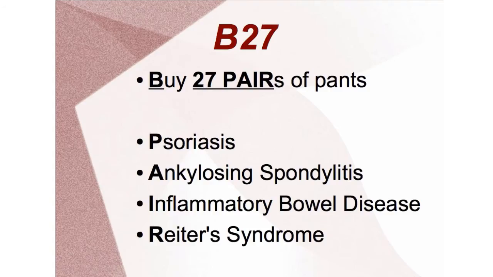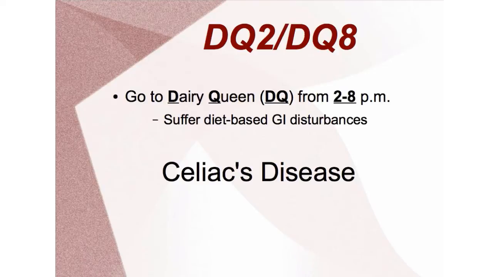The next one is B27 and its associated spectrum of diseases, and I think of buying 27 pairs of pants. And so this reminds me of psoriasis, ankylosing spondylitis, inflammatory bowel disease, and Reiter syndrome. DQ2, DQ8, this makes me think of going to Dairy Queen, DQ from 2 to 8 p.m. And if we were to do this, we would be suffering from some diet-based GI disturbances, as you could imagine. And this makes me think of celiac disease.